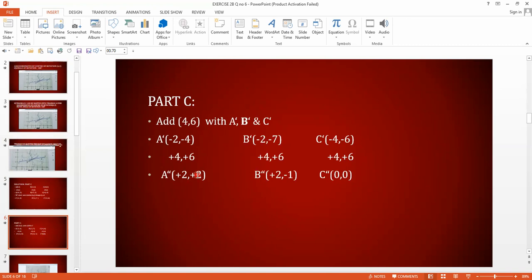We have to change the position of x and y. Y becomes x and x becomes y. Both are replaced, and one thing keep in mind: when x becomes y, we also change its sign. Okay, we have to change its sign.